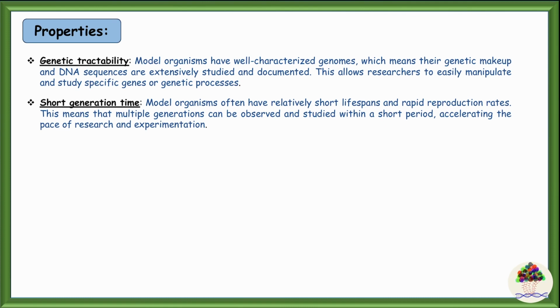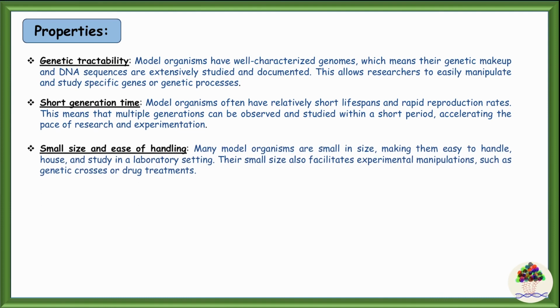The second one is short generation time. Model organisms should have relatively short lifespan and rapid reproduction rates. This means that multiple generations can be observed and studied within a short period of time, accelerating the pace of research and experimentation. The third one is small size and ease of handling. Many model organisms are small in size, making them easy to handle, house, and study in a laboratory setting. Their small size also facilitates experimental manipulations such as genetic crosses or drug treatments.